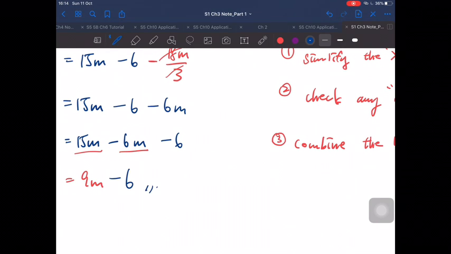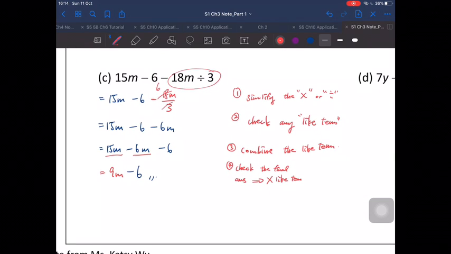So and then we have finished. You will find that these two are unlike terms. Check the final answer: it does not contain like terms. That means all are unlike terms, okay? Then you have finished this calculation.